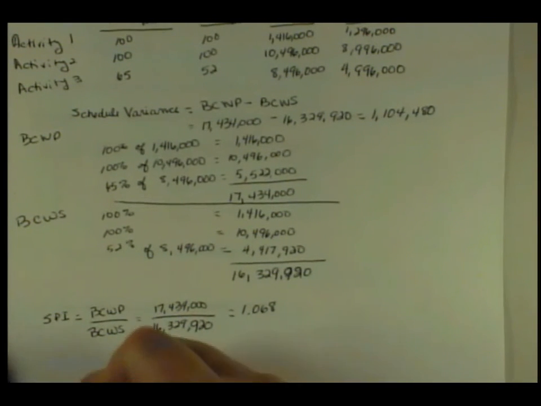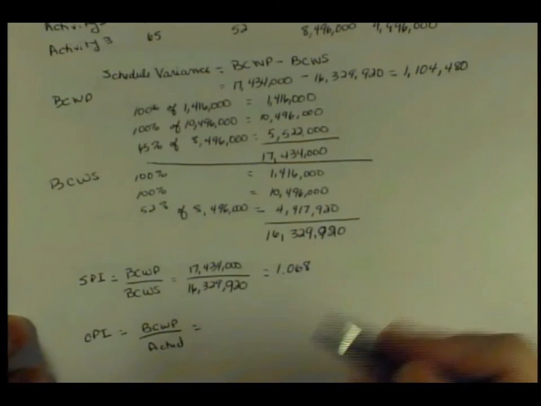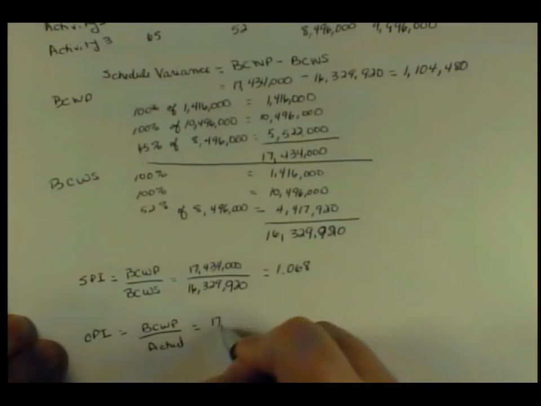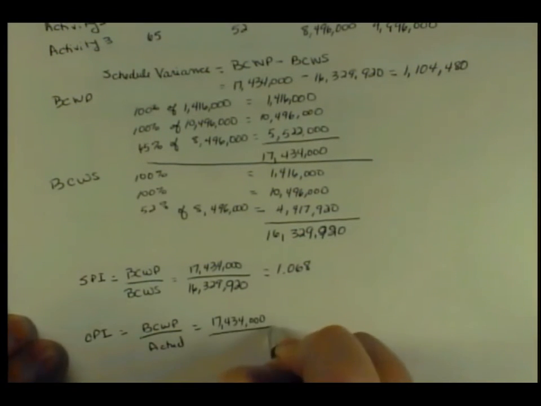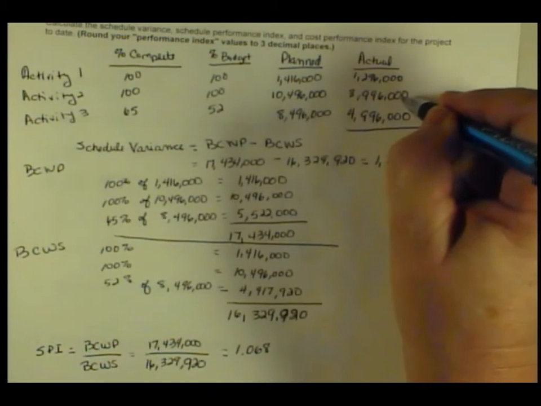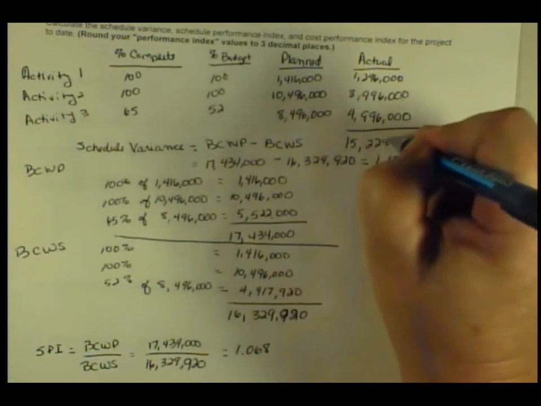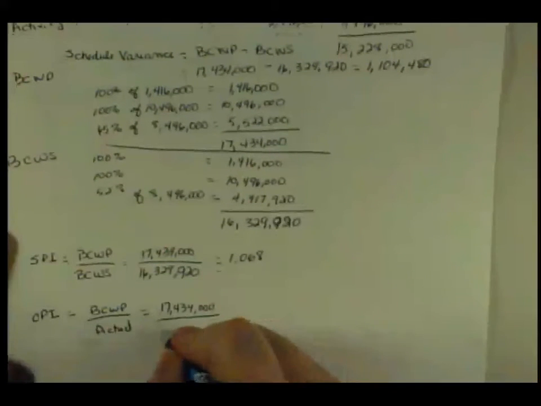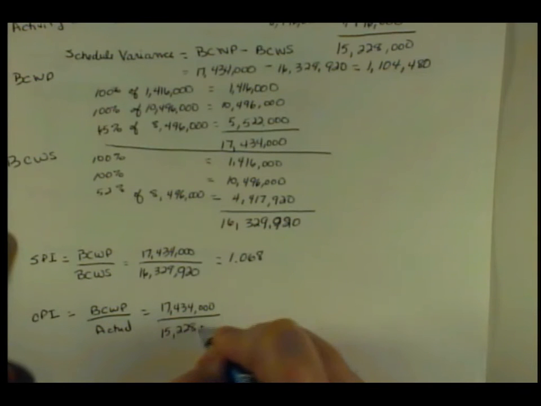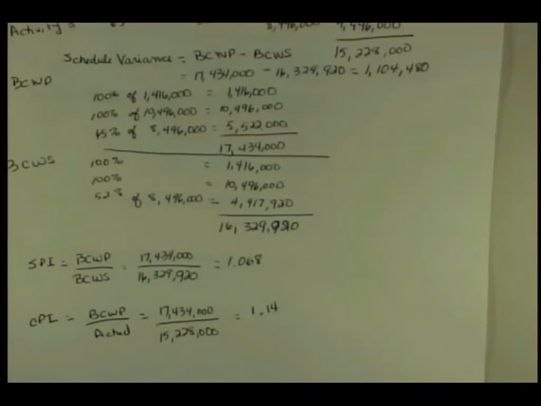Okay. And if I need my cost performance index, it's going to be the budgeted cost of work performed divided by my actual costs. My budgeted cost of work performed, $17,434,000, divided by my actual costs, and I would need to sum up my actual costs up here of $1,296,000, $8,996,000, and $4,996,000. That's going to be $15,228,000. I transfer that down here and divide by $15,228,000, giving me a cost performance index of 1.14. Okay, and again, it's greater than 1, so it's favorable.